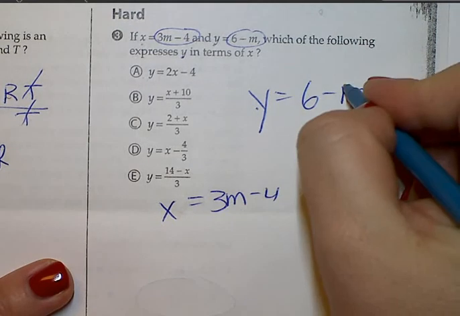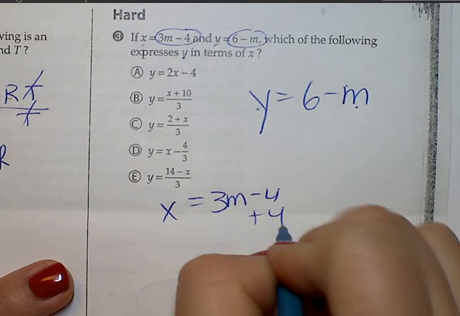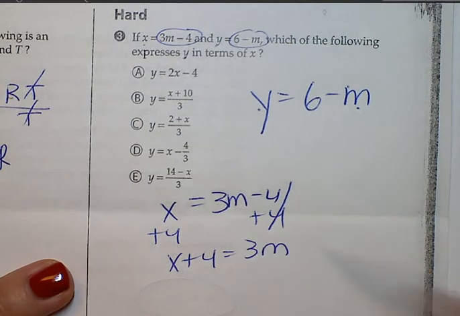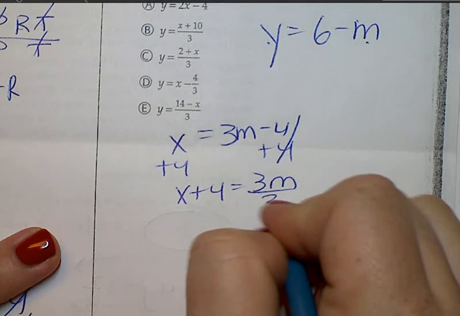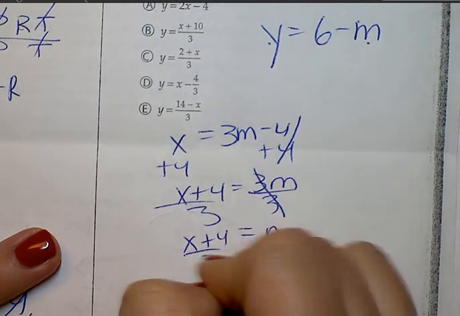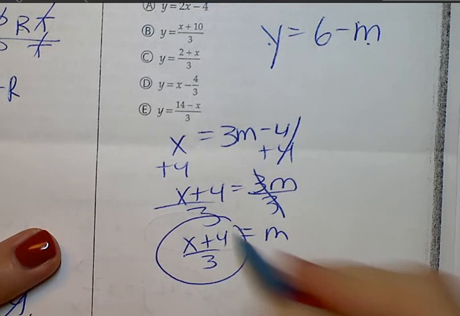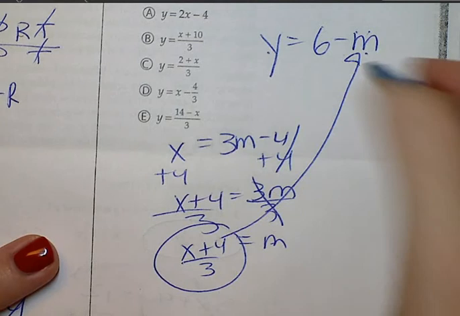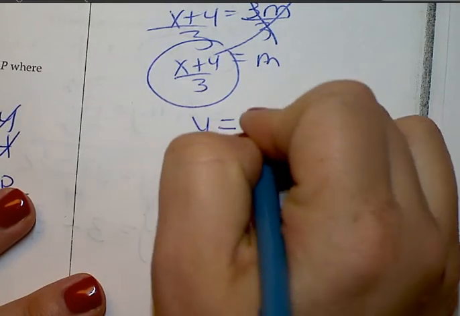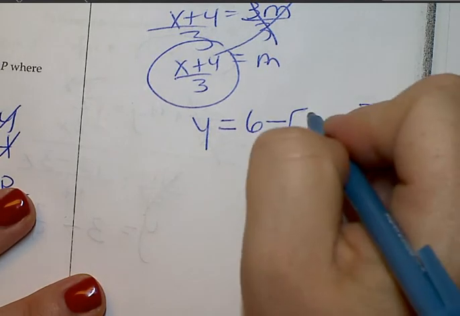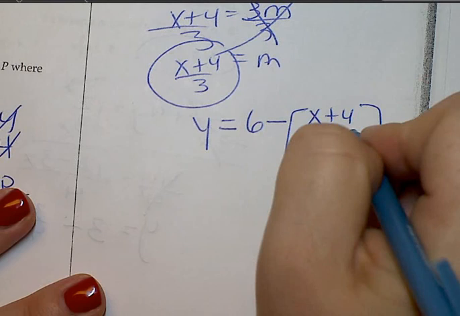I'm going to add 4 to both sides to get x plus 4 equals 3m. Then divide both sides by 3 to cancel out the 3. So m equals x plus 4 over 3. Now let's take this amount and let's substitute it in for m. So instead of it saying y equals 6 subtract m, it's really y equals 6 subtract x plus 4 over 3. Okay, well, where do we go from here?